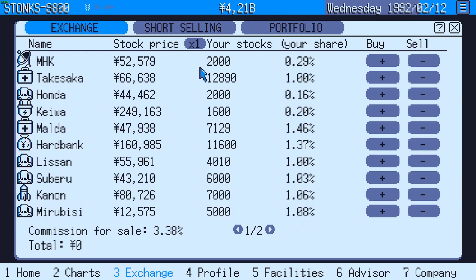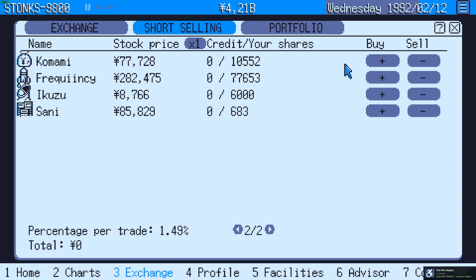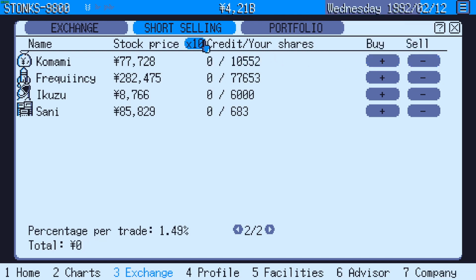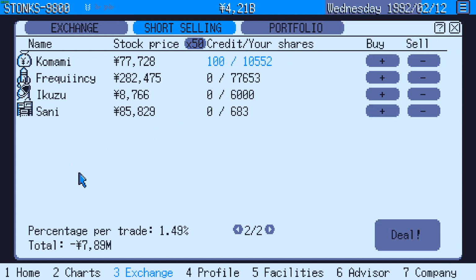And who was that? That was Komami. So we're going to go to the short selling screen and look for Komami. Second other page. Yep, right here. And we're going to buy 100 shares, or we're going to essentially get loaned 100 shares. And that price right here says negative 7.89 million. So it says right here that we're going to lose money, or this is going to come out of our account.